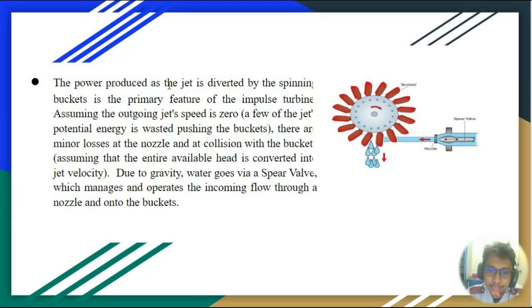The power produced as the jet is diverted by the spinning buckets is the primary feature of the impulse turbine. Assuming the outgoing jet speed is zero, a few of the jet's potential energy is wasted pushing the buckets. There are minor losses at the nozzle and at collision with the bucket, assuming that the entire available head is converted into jet velocity. Due to gravity, water goes via a spear valve, this is a spear valve, that will manage and operate the incoming flow through a nozzle onto the buckets.